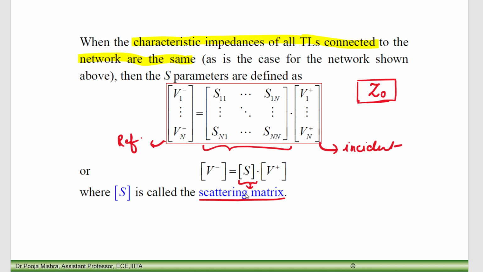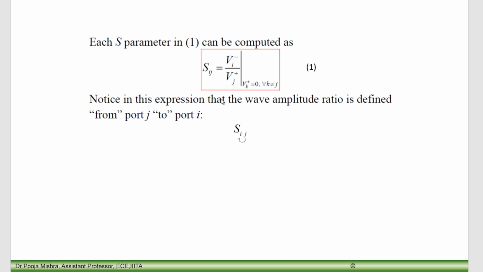Now how do we define these individual parameters? Sij is equal to Vi minus divided by Vj plus, when Vk plus is equal to 0 for k not equal to j. We'll see S11 later for a two port network. So what we are seeing here is that it is the parameter defined from port j to port i, because the incident wave is appearing at port j.